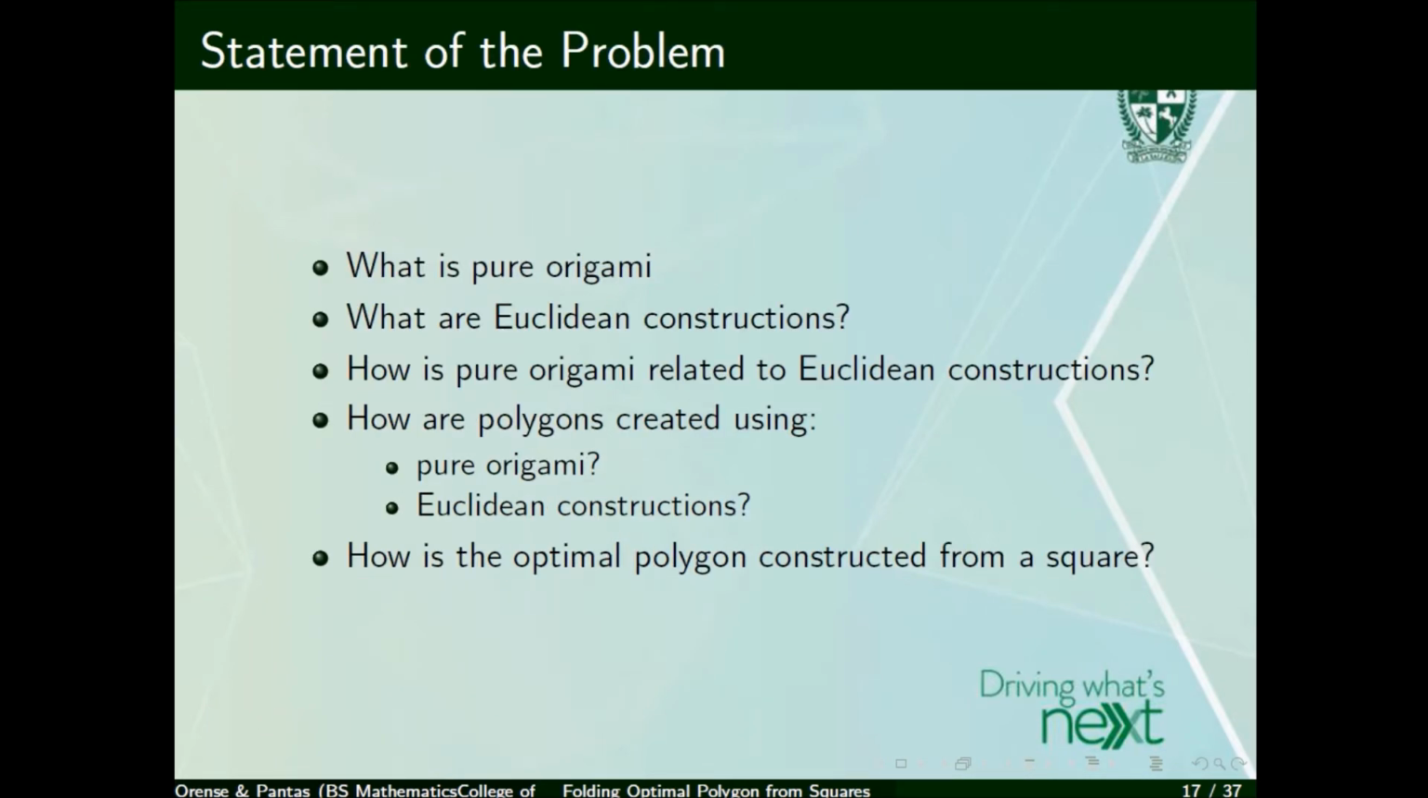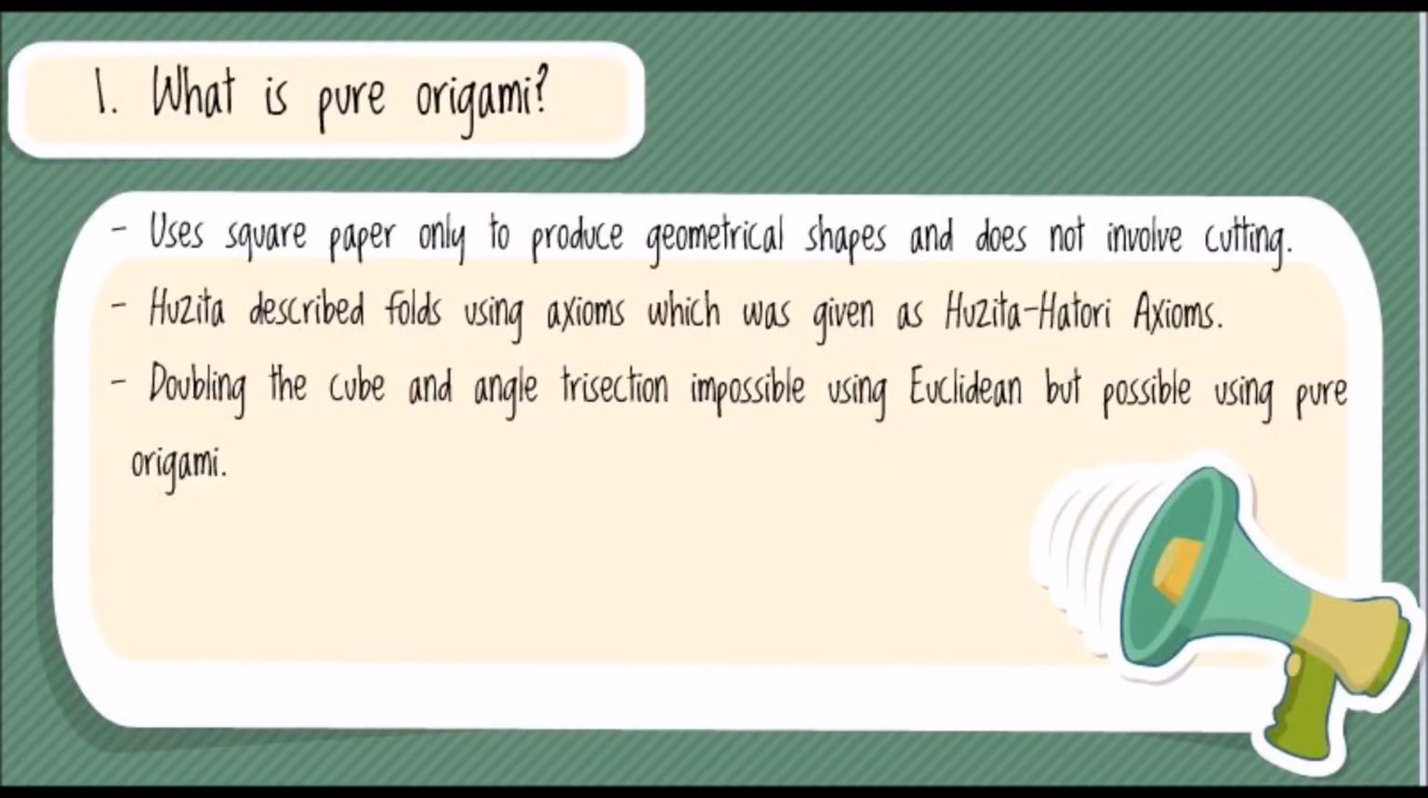The first question will be, what is pure origami? Pure origami is a kind of origami which is done when geometrical shapes are produced out of a square paper and it does not involve any form of cutting. Just that simple, and some axioms mathematically describe foldings in a paper.